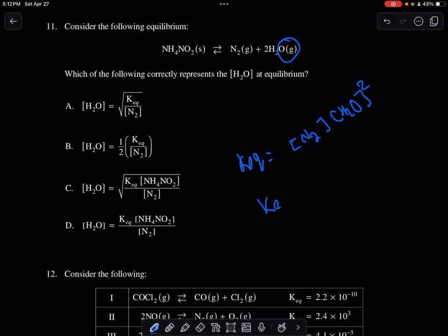So now what we do is KEQ divided by the concentration of N2, and then we can square root that, and then what do we get? Well, we have a couple of options that fit that here for the concentration of H2O. Let's have a look. So KEQ divided by N2, all square rooted, so I'm going to get option A.